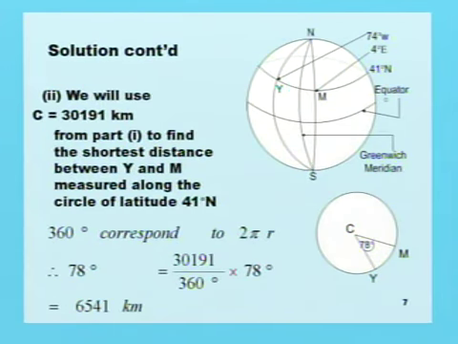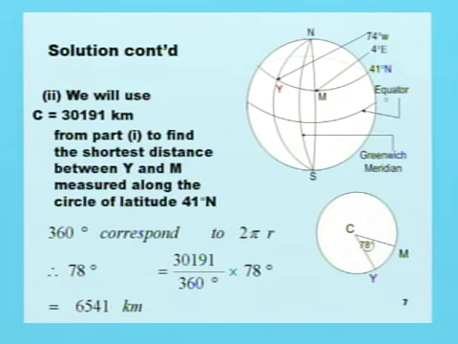The solution continues. Part 2. We will use C, that is the circumference, of 30,191 km from the first part to find the shortest distance between Y and M measured along the circle of latitude 41 degrees north. 360 degrees, that's right around the circle, will correspond to the circumference, which is given as 2 pi r. So for 78 degrees, we do our proportion calculation here.